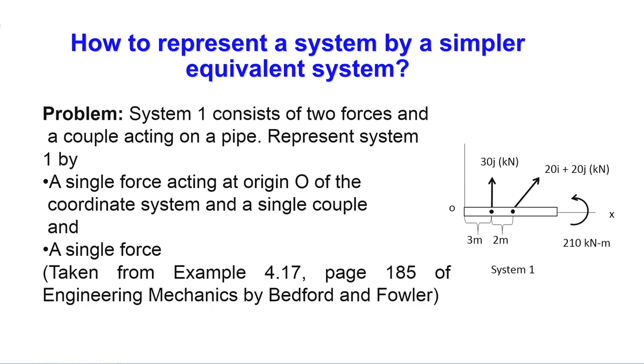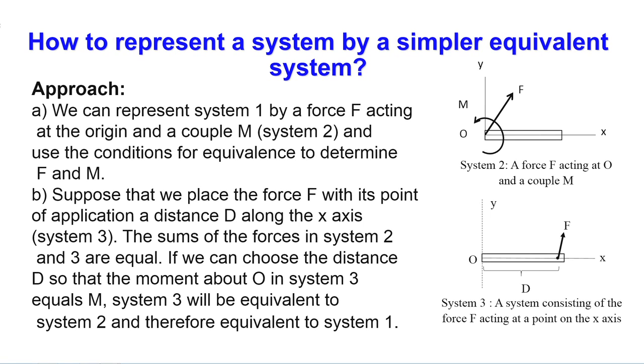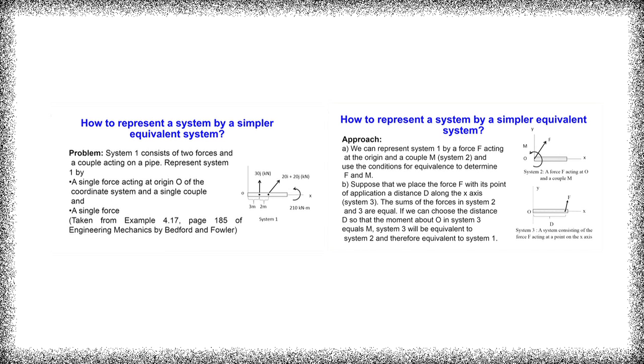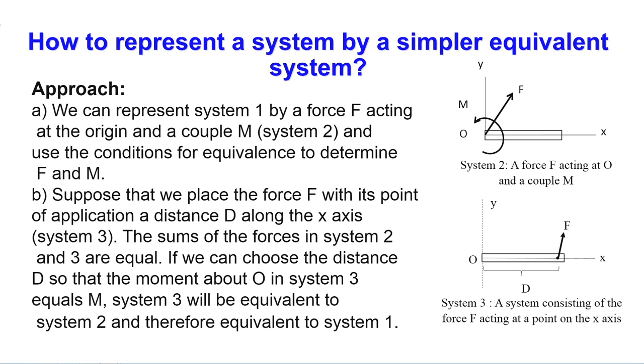So, how will we proceed? First, the system is given like this. Now, one equivalent system we want to find out. This equivalent system is just one force and one moment, and we have decided that this force will be applied at the origin. So, we can represent system 1 by a force acting at the origin and a couple m. This is the first thing we will do.